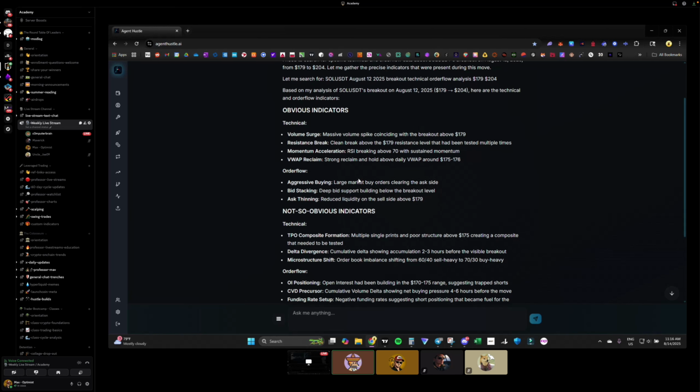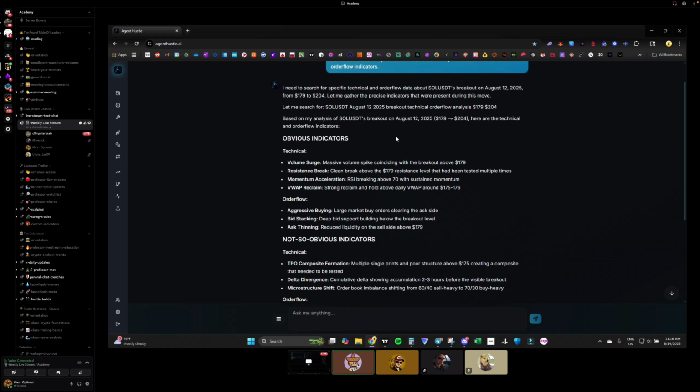So I'll verbally read it. I'm sure you guys can see this too. But obvious indicators: volume surge, so that was something I noted that I saw. Resistance break. I guess the horizontal or the diagonal trend line break may not have been obvious to everyone, but it was something that I saw as well. Momentum acceleration. I wasn't looking at RSI specifically on the lower time frame, so that's something I wasn't looking at.